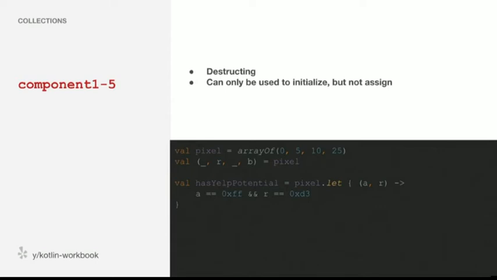It's very useful when you pass single items into a function. For example, in the let function, I can say I'm interested in just the alpha and red. And I'm comparing if those are the alpha and red channels of our Yelp red. And if they are, then I evaluate all of that to Boolean, and I just say this color actually has potential to become a Yelp color. You can do that also when you're iterating through items and so on. So you can use destructuring in your argument.